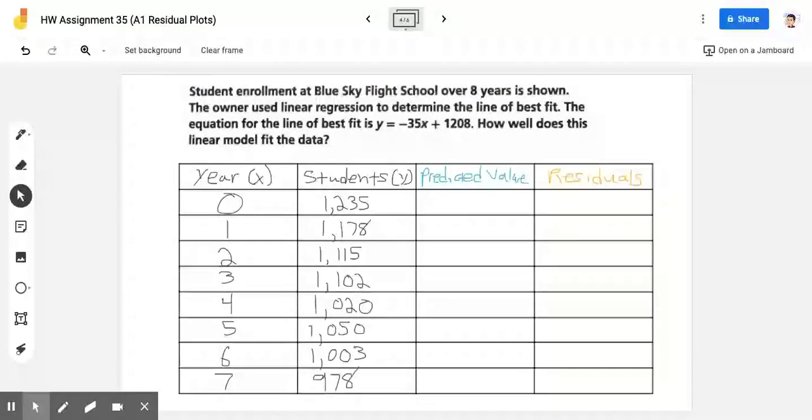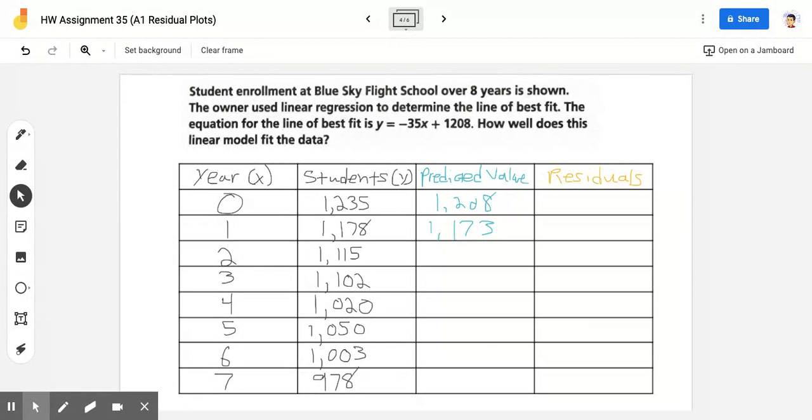So I have x values, and I'm going to substitute them into my equation. So I'm going to start with 0, and I'm going to substitute it for 0 right here. All right. So if I substitute 0, I will end up with 1,208. And I'm going to round all these to the nearest digit. All right. If I substitute 1 into my x value, I'll have negative 35 times 1 plus 1,208. So 1,208 plus negative 35 is equal to 1,173.